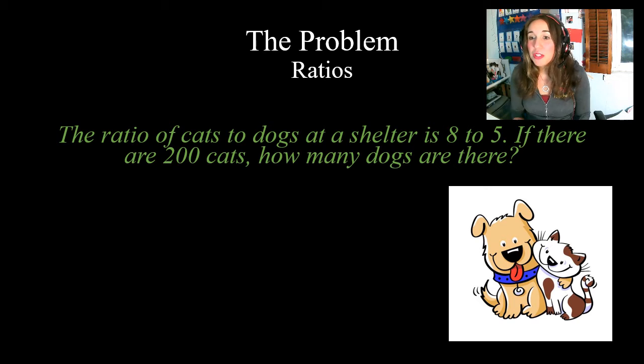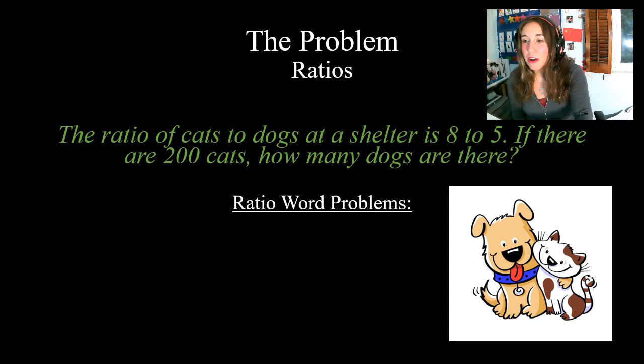All right, so here's our word problem. It's about cats and dogs. The ratio of cats to dogs at a shelter is 8 to 5. If there are 200 cats, how many dogs are there? Now this one's really nice because it actually says the word ratio inside the problem. So that's like a dead giveaway. Oh, this is a ratio problem. We won't always have problems that are so obvious. So how do you know if it's a ratio word problem and what should you do?